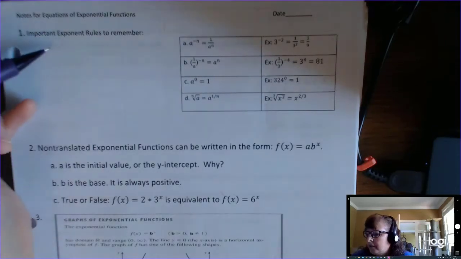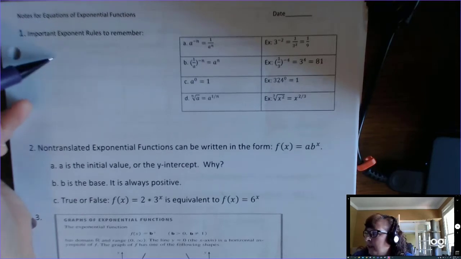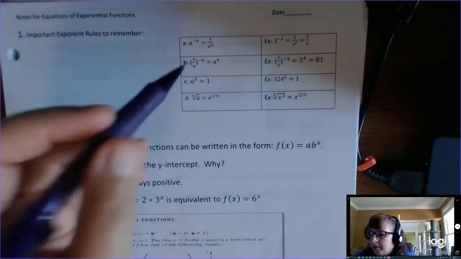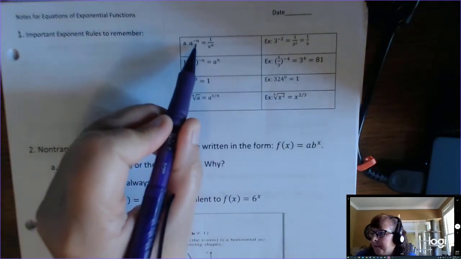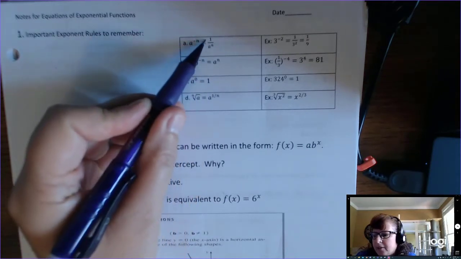This is the lesson on equations of exponential functions. So we need to start with some important exponent rules to remember. The first one, you have a negative exponent. It doesn't mean it's a small number. A to the negative n is 1 over a to the n.